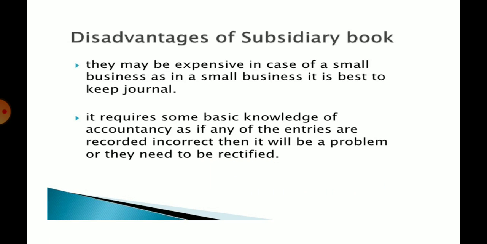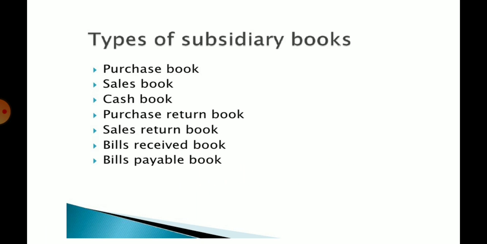Disadvantages of subsidiary books. They may be expensive in the case of a small business, as in a small business it is best to keep a journal only. The journal is also a book of original entry, but in big business houses only maintaining a journal is not sufficient, so we maintain subsidiary books. It requires some basic knowledge of accountancy, as if any entries are recorded incorrectly, it will be a problem and they need to be rectified.